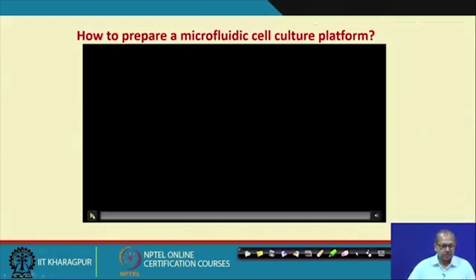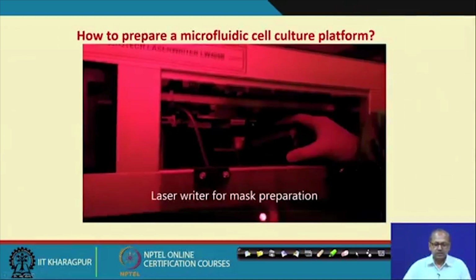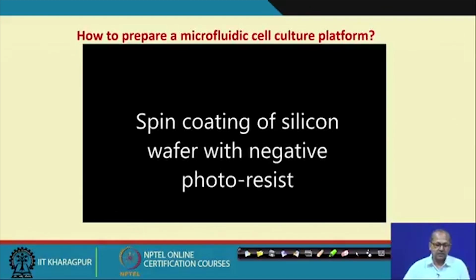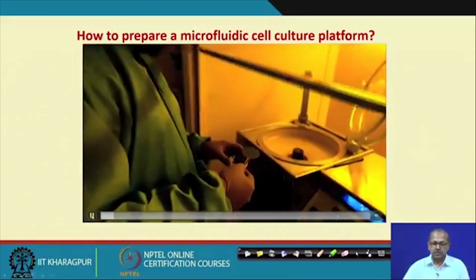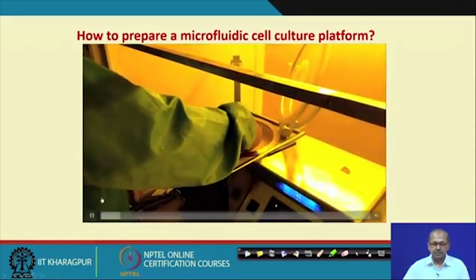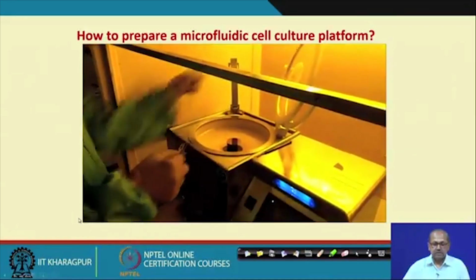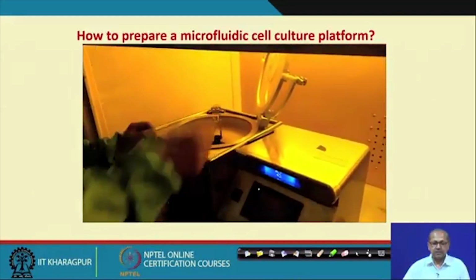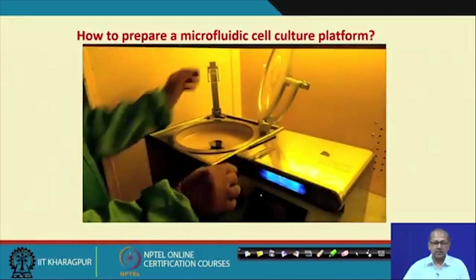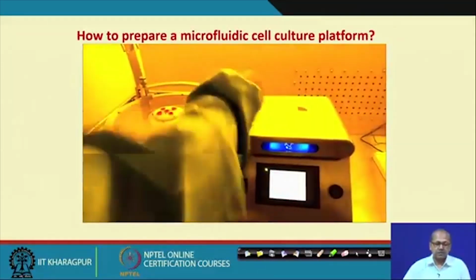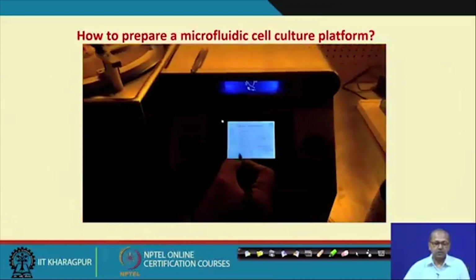So, we shall go through the video of the photolithography system. Here, the pattern we have generated, we give to a laser writer for mask preparation. Then we come to spin coating using the silicon wafer. So, this is properly placed here, then properly balanced to make a proper alignment so that when it is spinning there will be no unevenness. We put SU8, then we spin it at around 3000 rpm for 30 seconds, according to the need.